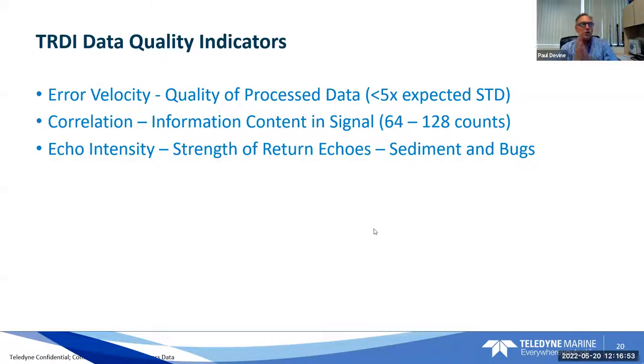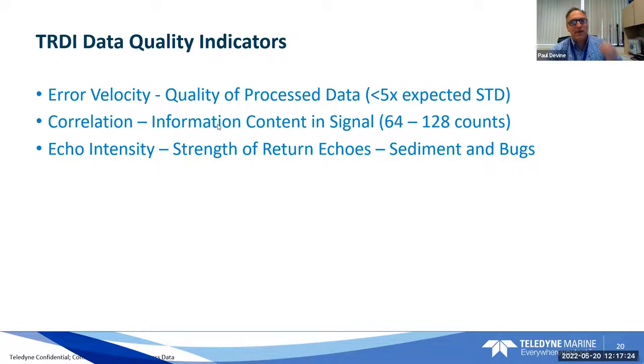So we'll go into the data QA parameters, right? Our standard quality indicators are error, correlation, and echo, the three main data QA parameters that we have from the ADCP. Error is about the quality. It's an indication of the quality of the processed data. It's really an estimate of the homogeneity of the ocean. And did all four of our slanted beams see the same velocity?